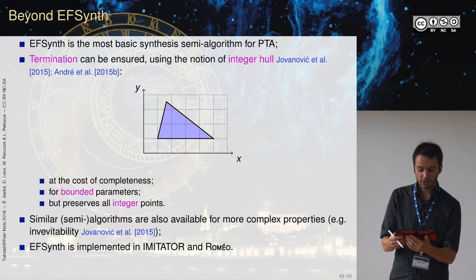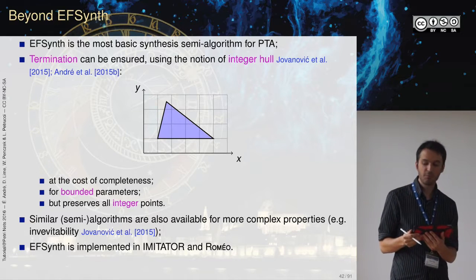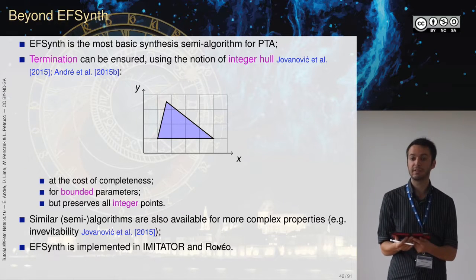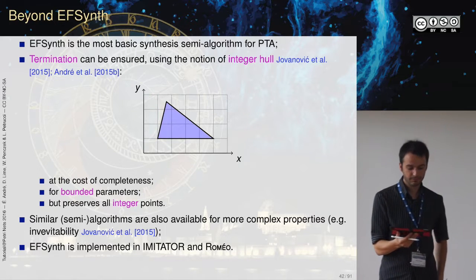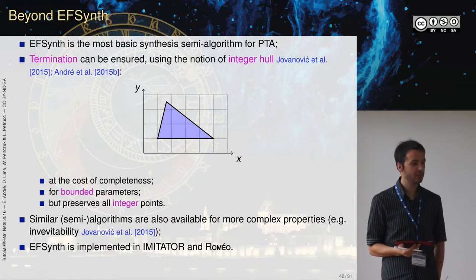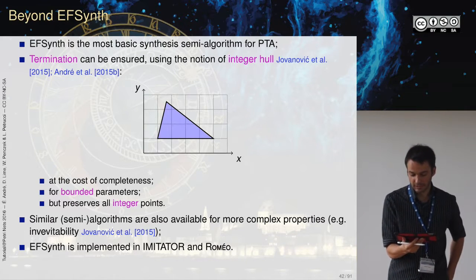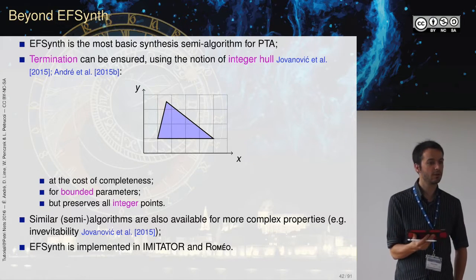Still, there was some work beyond this EFSynth algorithm. EFSynth is the most basic synthesis algorithm for parametric timed automata. It is complete and sound, but it may not terminate in general. However, we can force termination thanks to a concept used again by Alexandra Jovanovic, Didier Lime, and Olivier Roux, which is the notion of integer hull.